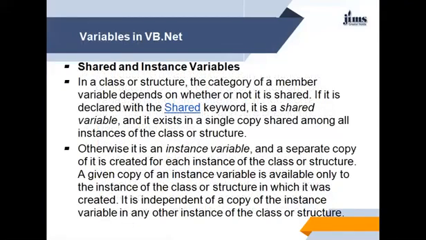Shared and instance variables. In a class or structure, the category of a member variable depends on whether or not it is shared. If it is declared with the Shared keyword, it is a shared variable, and it exists in a single copy shared among all instances of the class or structure. Otherwise, it is an instance variable, and a separate copy of it is created for each instance of the class or structure. Meaning to say, for an instance variable you have a separate copy for each, and for shared, you have only one copy.